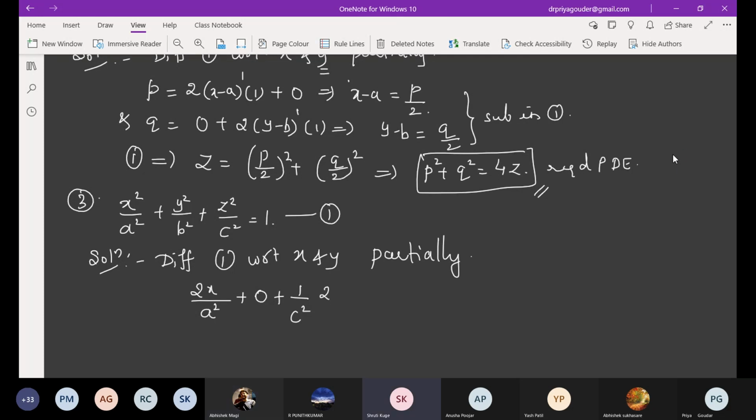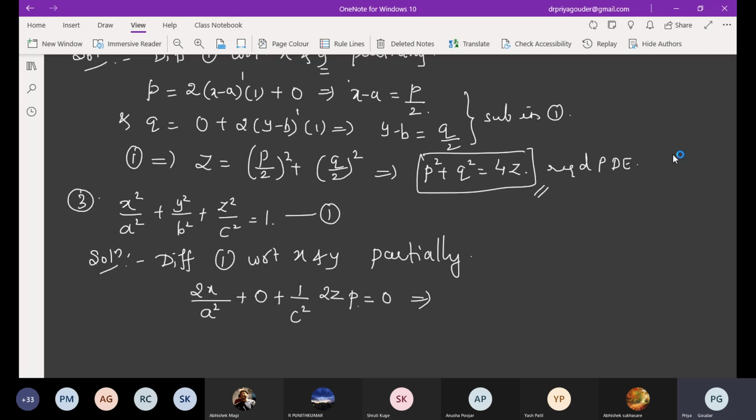2z, 2z by ∂x. Very good. 2z, ∂z by ∂x, that I'm writing as p. Hope it is clear. Now, we cannot simplify this much because there are two arbitrary constants and we cannot eliminate them.